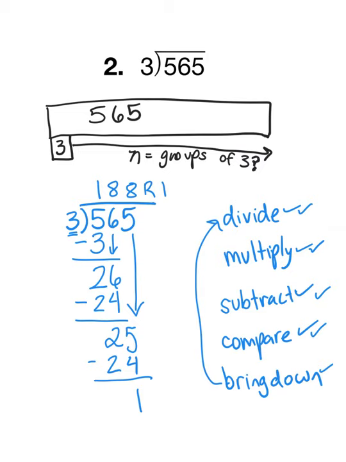Now, in 5th grade, you need to know that there's different ways you can represent your quotient if it has a remainder. You can write it R1. You can also write it as a fraction. The numerator will be your remainder, 1, and the denominator will be your divisor, which is 3. So 565 divided by 3 is 188 1/3.